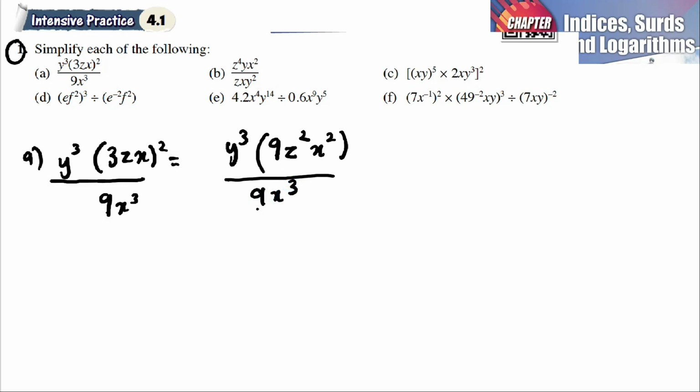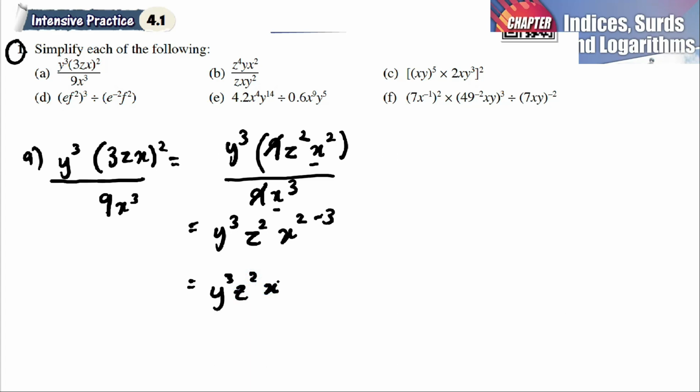So you see here we can cancel out 9. Okay, so now what we have is x cubed, y cubed, sorry, and we have z squared. Up here we have x squared. Everything which is divided, we need to see here the same term, x and x. When it is divided, we have to minus the power, minus 3. So here we have y cubed, z squared, and x.